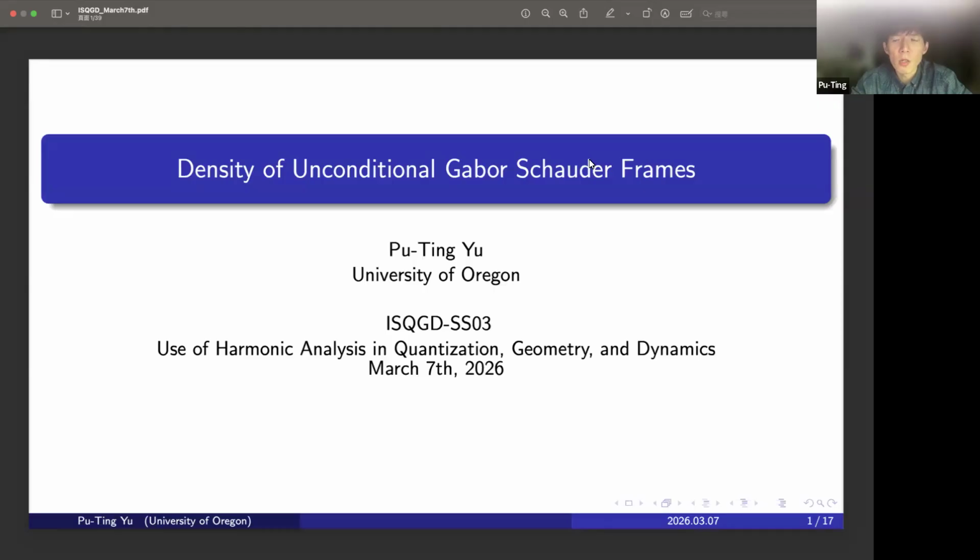And let me emphasize this talk is motivated by a series of work developed by my PhD advisor, Chris Heil, back in the 1990s. So let me begin with some notations and definitions.